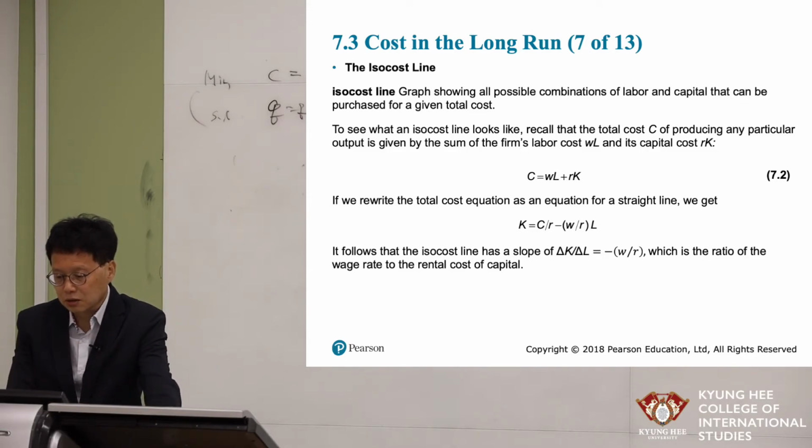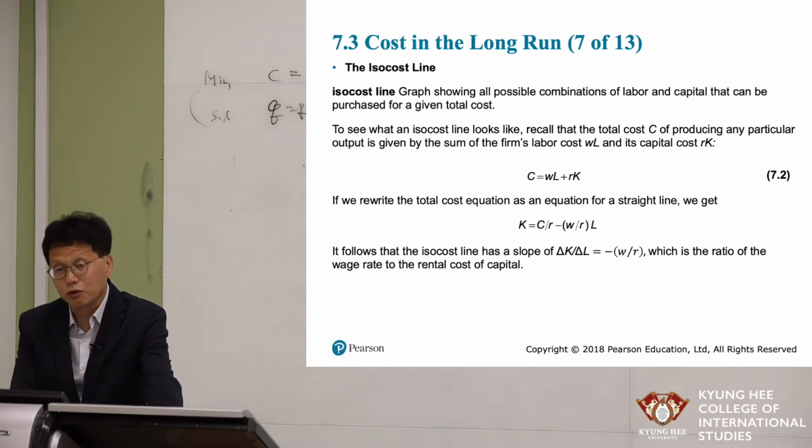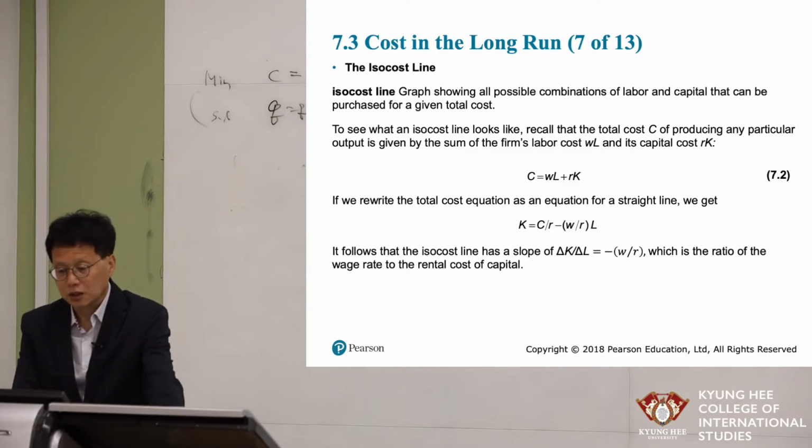So the slope, the change in K over the change in L, is equal to minus W over R, which is the ratio of the wage rate to the rental cost of capital. So in other words, we can say it is the relative wage rate, the wage rate in terms of the rental rate, the relative price of labor to capital. So the relative wage rate, W over R. That is the isocost line.